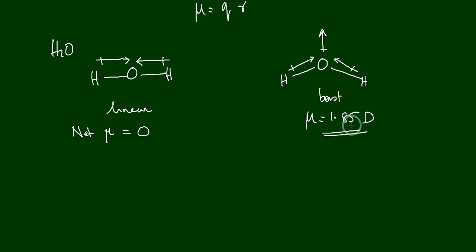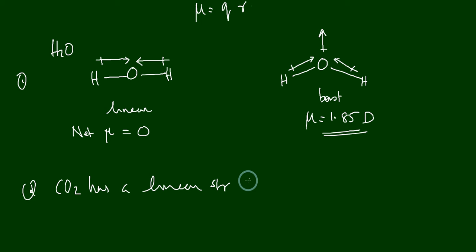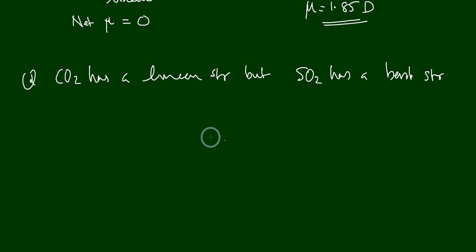And now we can take the next example. The next example is: CO2 has a linear structure, but SO2 has a bent structure. This is what we are going to consider next. CO2 has a linear structure and SO2 has a bent structure.